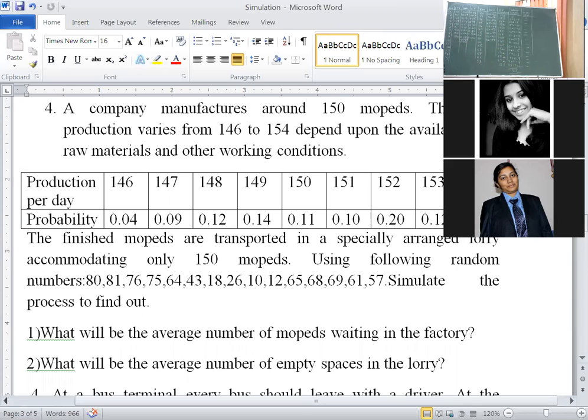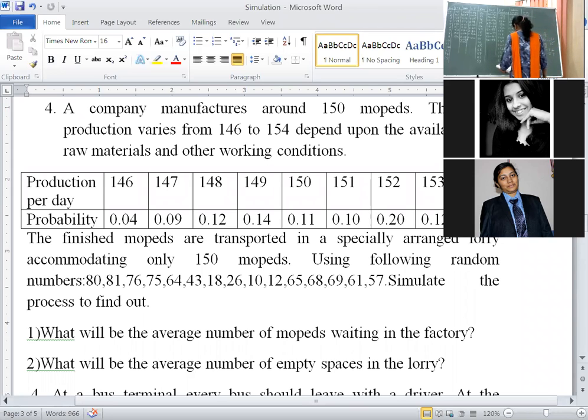Then write down average number of mopeds waiting. Average number of mopeds waiting is equal to, if you add the total, you will get 123. 123 upon here, how many days we are having? 15. 123 upon 15, on an average, it is 8.2. Make it as 8. It should not be in decimals. 8 mopeds.